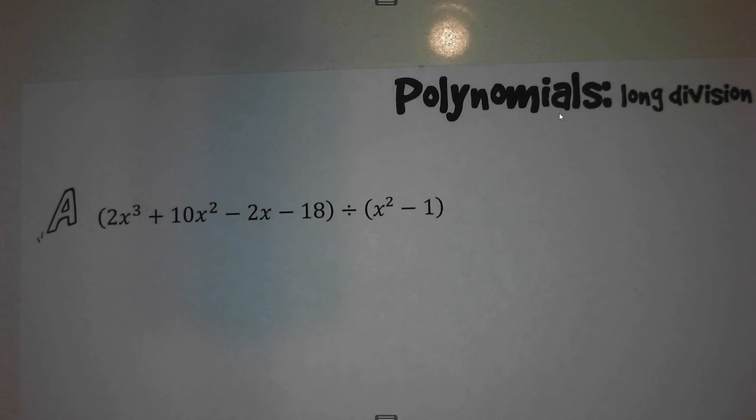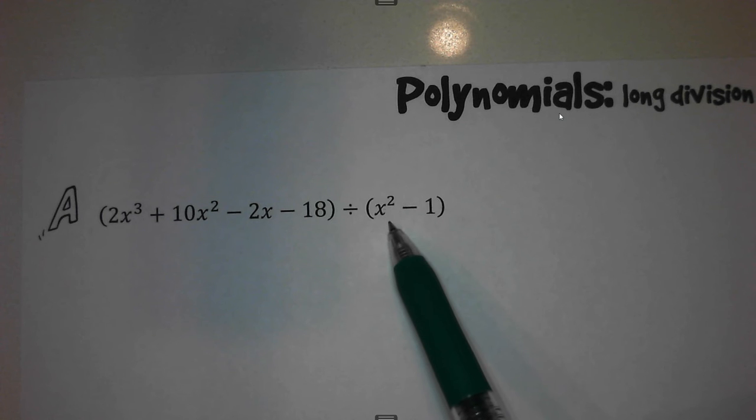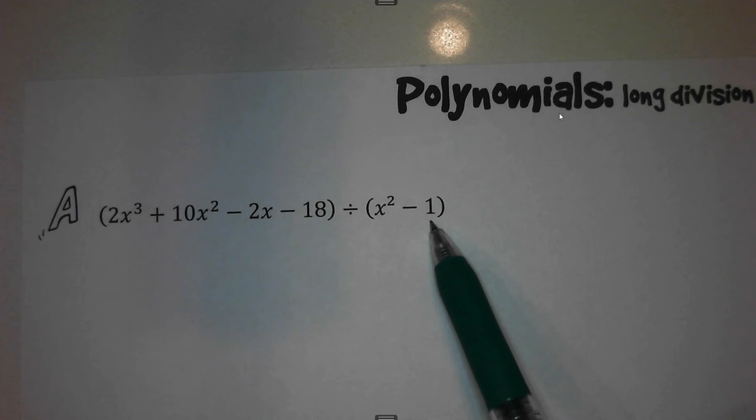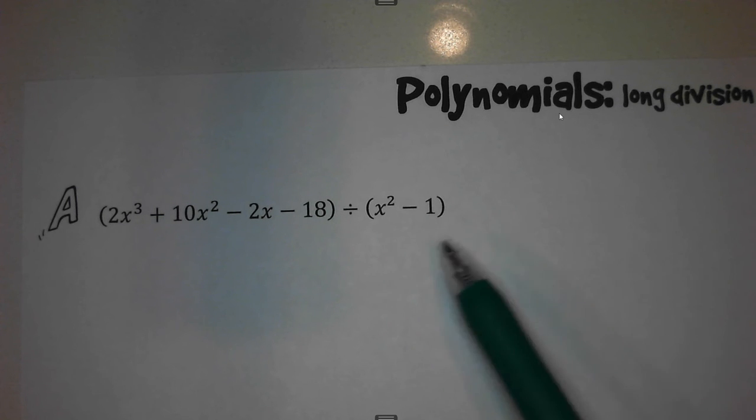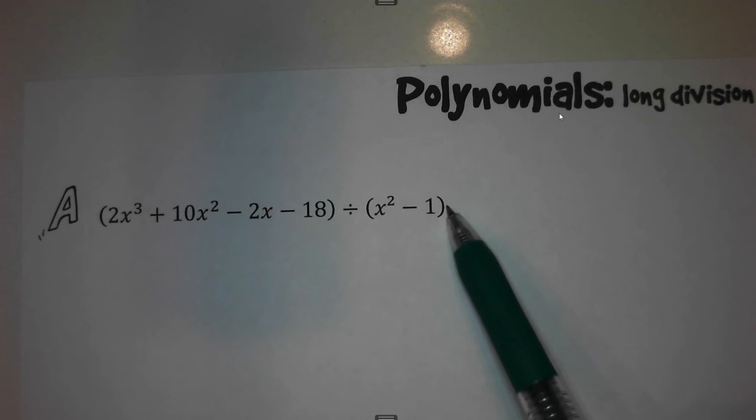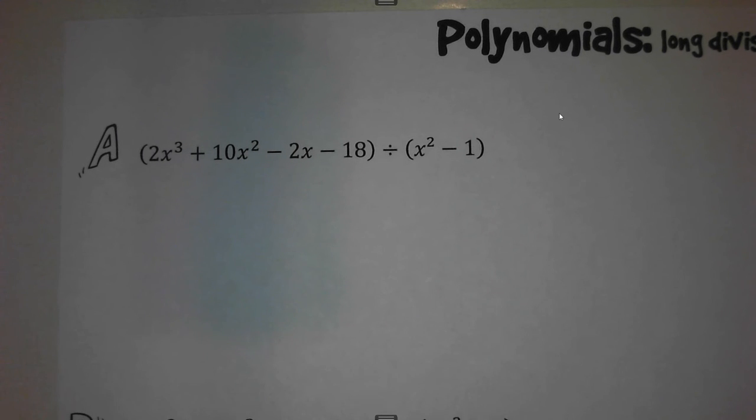All right, long division again. This time we are going to have a higher degree in our divisor. Before, when we were doing long division, we were just having an x plus or minus a number. Now we're going to have an x squared, maybe an x to the third plus or minus a number. So our steps are still all going to be the same.